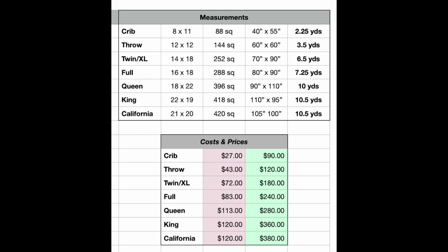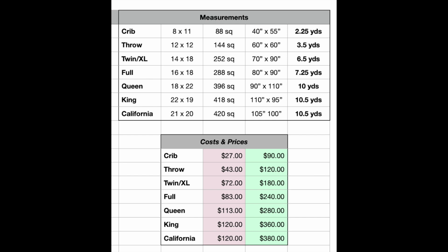The green column is the base price of each quilt. So, for example, crib quilt starts at $90. That is for a quilt that is a generic fabric. It is quilting cotton on the front, flannel on the back, and then I use warm and natural batting. And then I buy all of my thread from Hobby Lobby. It is 100% cotton thread, and I'm getting, I think it's like 225 yard spools at 99 cents each.